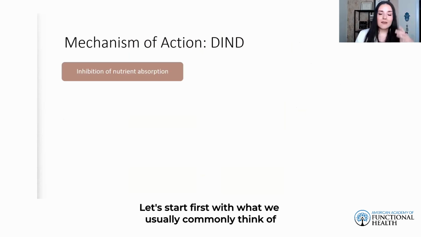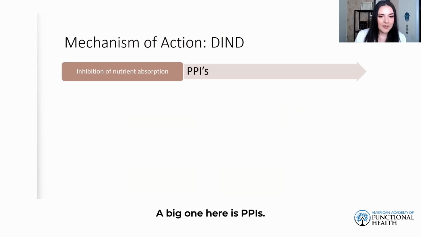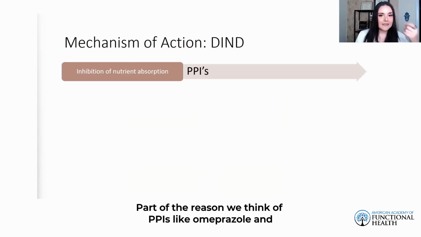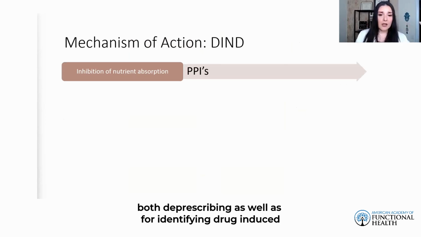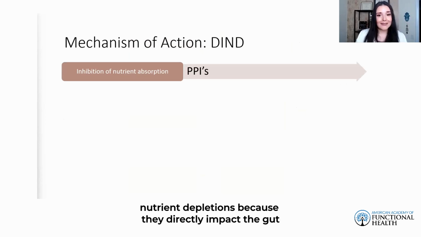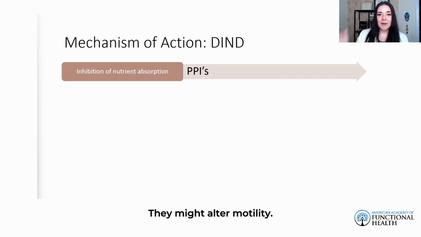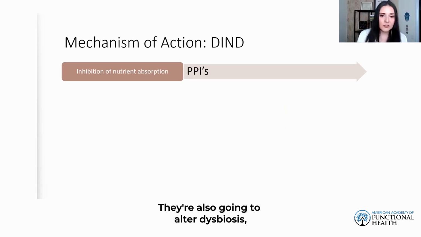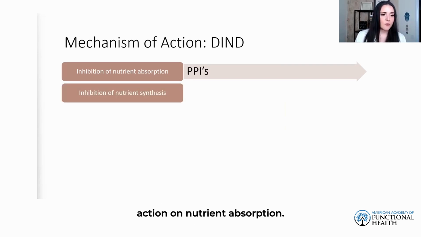Let's start first with what we usually commonly think of: inhibition of nutrient absorption. Big one here is PPIs. Part of the reason we think of PPIs like omeprazole and pantoprazole as being such a big area of opportunity for both deprescribing as well as for identifying drug-induced nutrient depletions is because they directly impact the gut and the absorption of nutrients. Like, it couldn't be more clear. They're going to change the pH. They're going to change the production of digestive enzymes. They might alter motility. They're also going to impact dysbiosis, and therefore that's going to have a very direct inhibitory action on nutrient absorption.